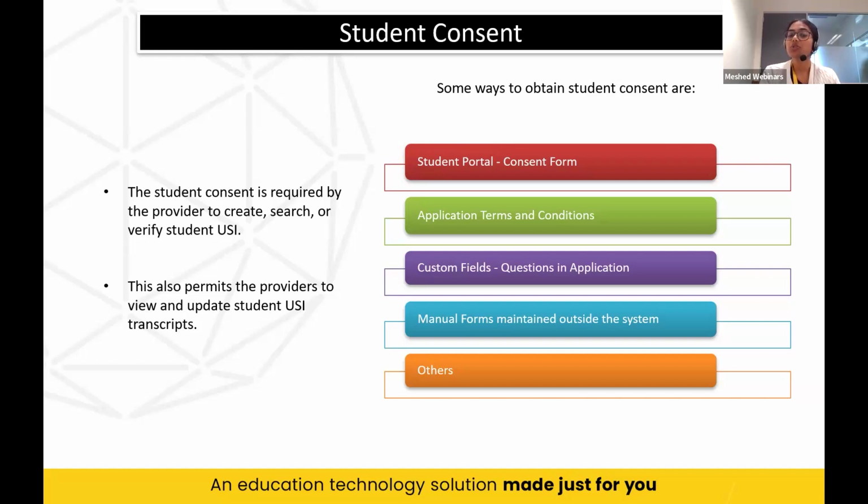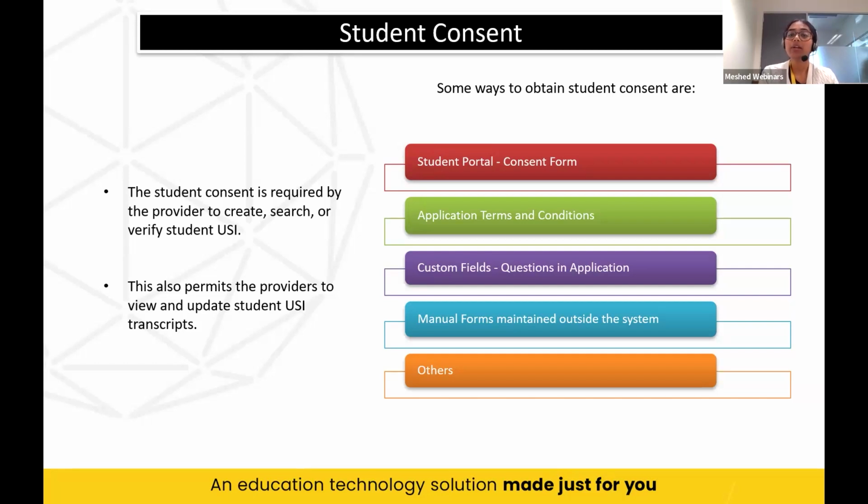The very first way to take a student consent is using the student portal in the mesh system itself. We'll talk about it in the next slide. Then you can also do so by using the application terms and conditions. The 5-step application that is filled in the mesh platform, you may have your own terms and conditions set up there for the student to agree to, so that at the time of application itself, you have the student consent. Another way to obtain student consent is custom fields. You may set up some custom fields or custom questions in your 5-step application, so that the student consent can be taken at the application stage itself.